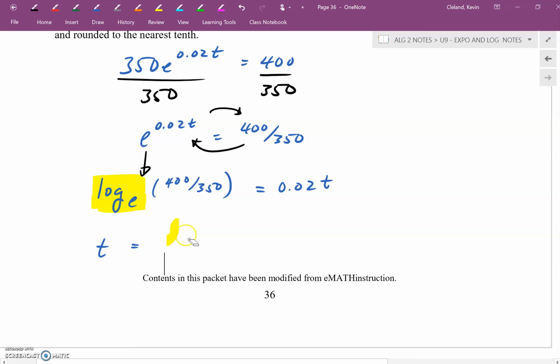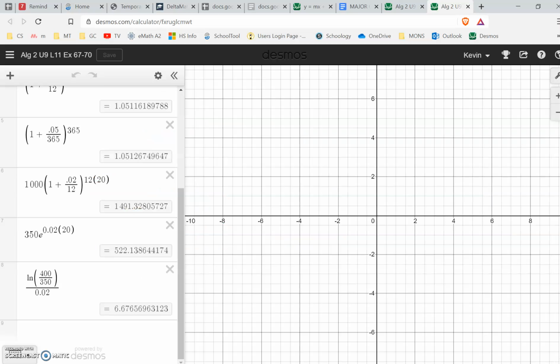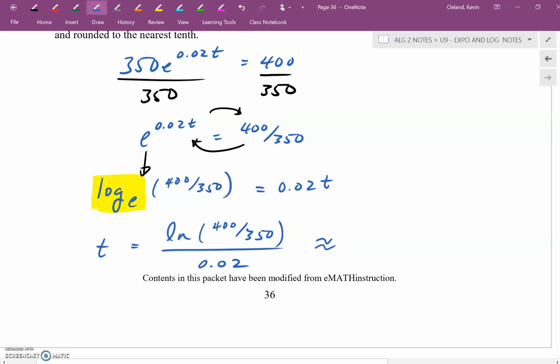So we're going to have the natural log of 400 over 350 divided by 0.02. That'll get us t. Again, went ahead and calculated that. That's our last line there. That's line 8. And you can see it's somewhere between year 6 and year 7, closer to year 7. So we're going to say about 6.7 years. And that, ladies and gentlemen, is continuous exponential growth.